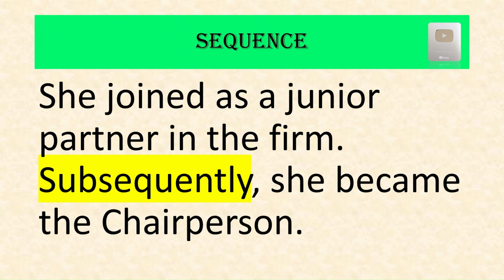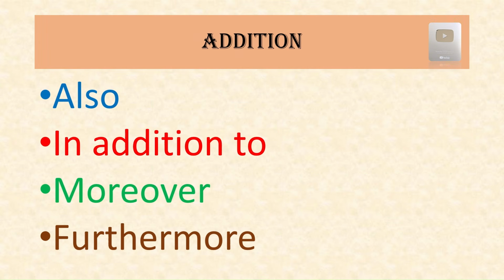She joined as a junior partner in the firm. Subsequently, she became the chairperson. Here is category number 4, that is addition. We have 4 examples here. Also, in addition to, moreover, and furthermore.